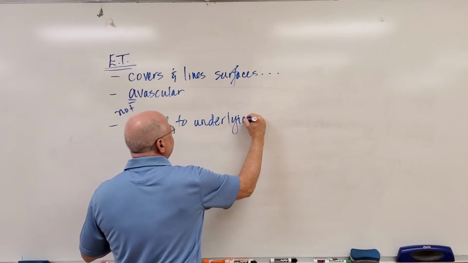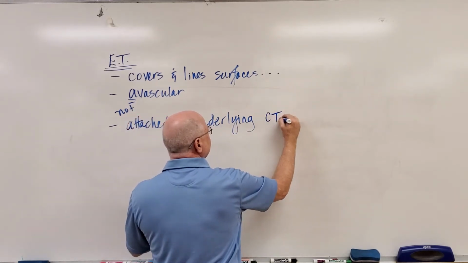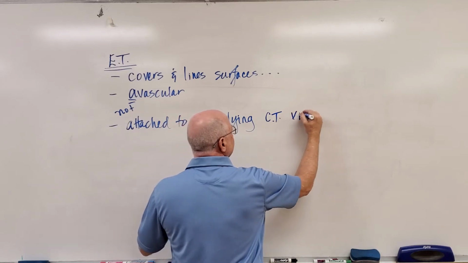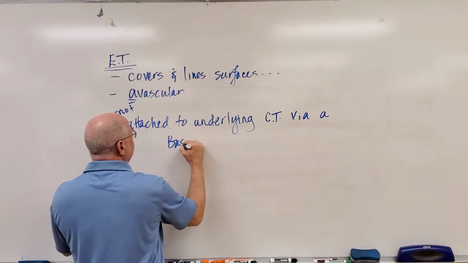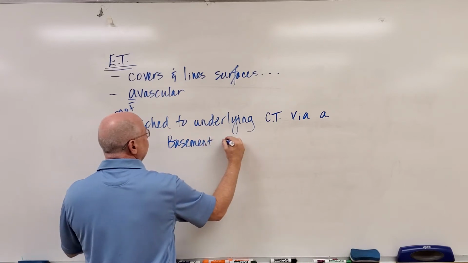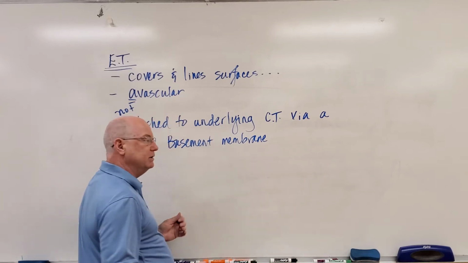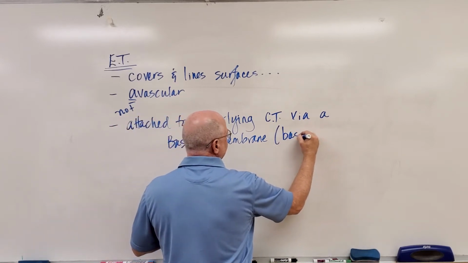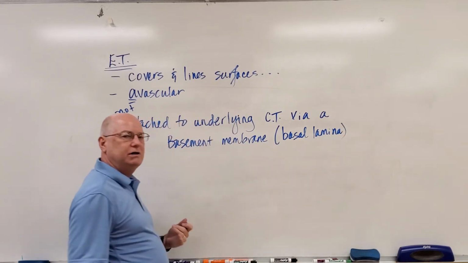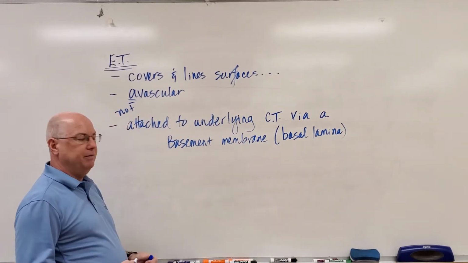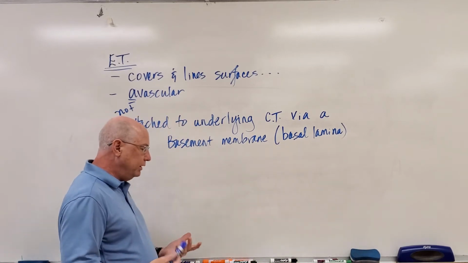Now this is going to be true most of the time. There are a few rare exceptions. It is attached to an underlying connective tissue via, or by, what we call a basement membrane. Now I like to use the term basement membrane because it was used in biology and A&P for a long time, but now they like to use the term basal lamina, which has been used for a long time, but it's the Latin form of saying the basement membrane or the basal layer. So now, what does that mean?